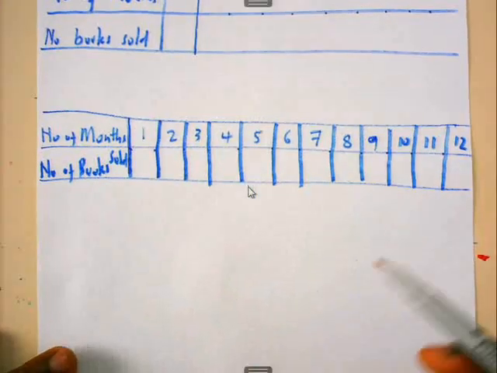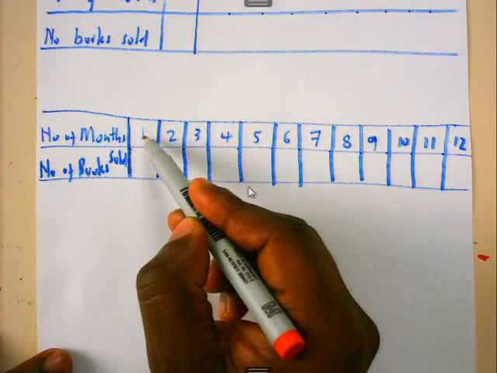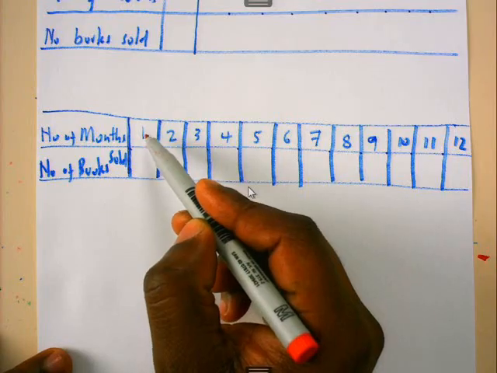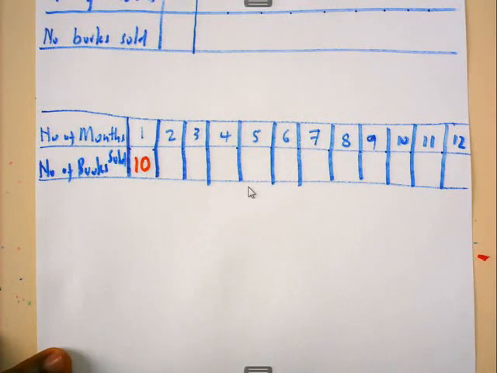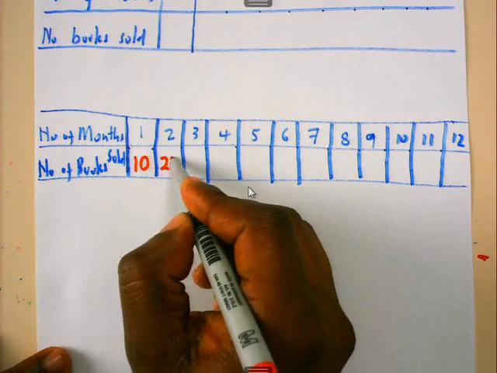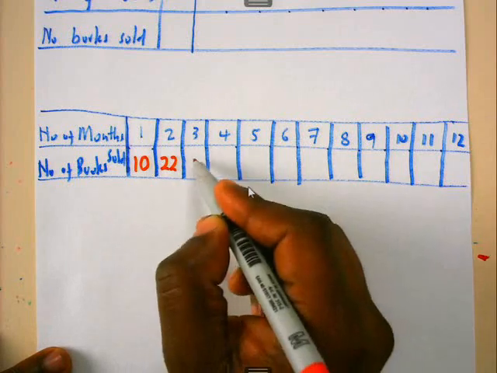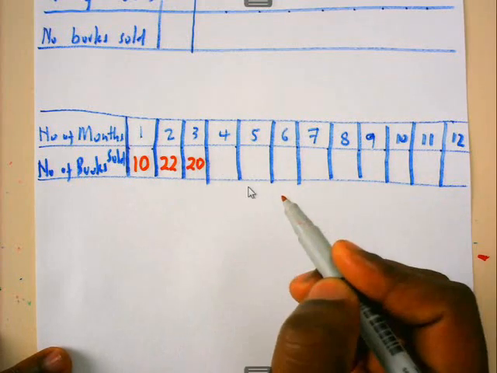Now the information we have says, on the first month, the company sold 10 books. Can you see that? On the first month, the company sold 10 books. On the second month, the company sold 22 books. On the third month, it sold 20 books.